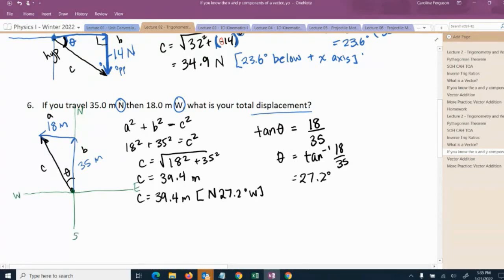Okay. Why is it north 27? So you can't put the "of" in there. So it would be north 27.2 degrees west. So what that means is you're starting at north, and from there you're going 27.2 degrees towards west.